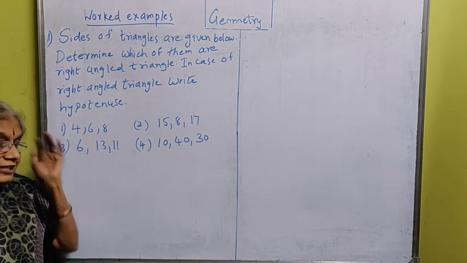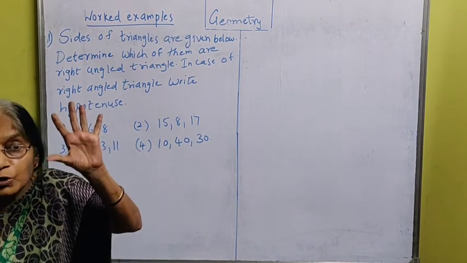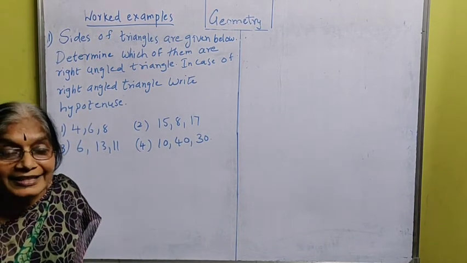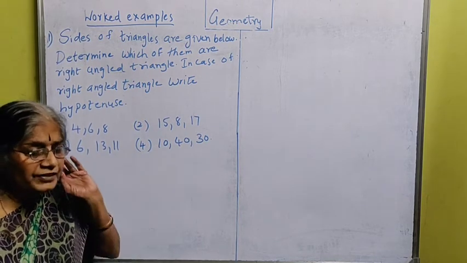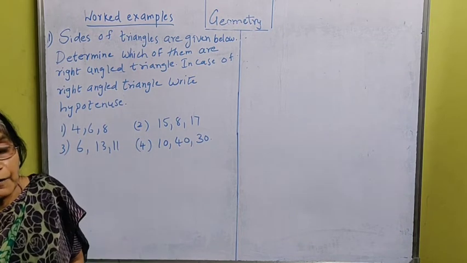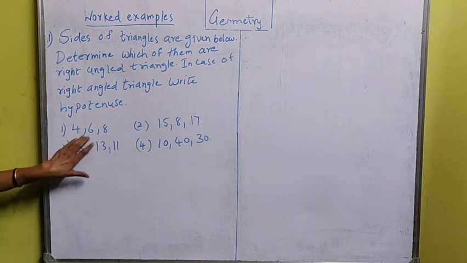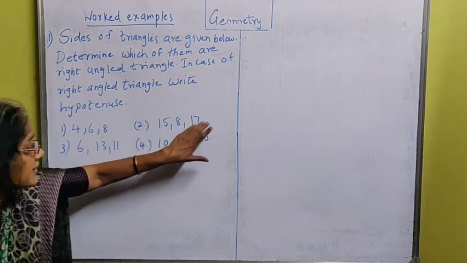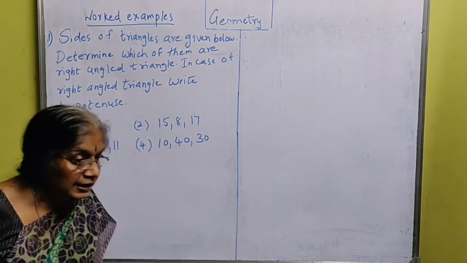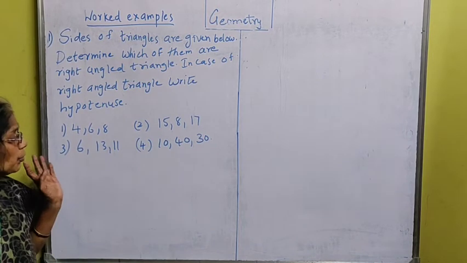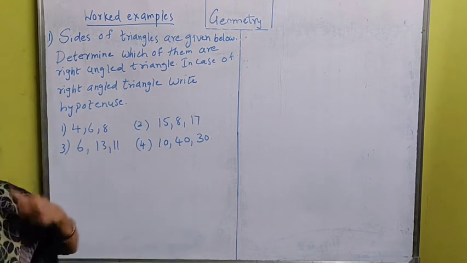When I was explaining the history, I told you that the Babylonian civilization gave the Pythagorean triplets, where 3 numbers are taken and the sum of the squares of 2 numbers will become equal to the square of the third number. Okay. So here the numbers are given: 4, 6, 8, 15, 8, 17, 6, 13, 11, 10, 40, 30. Now a very important thing is how to identify which is the hypotenuse. Then only you can use the Pythagoras theorem.